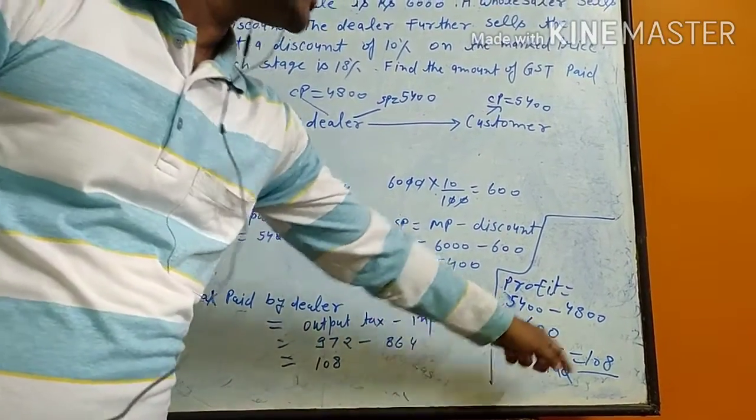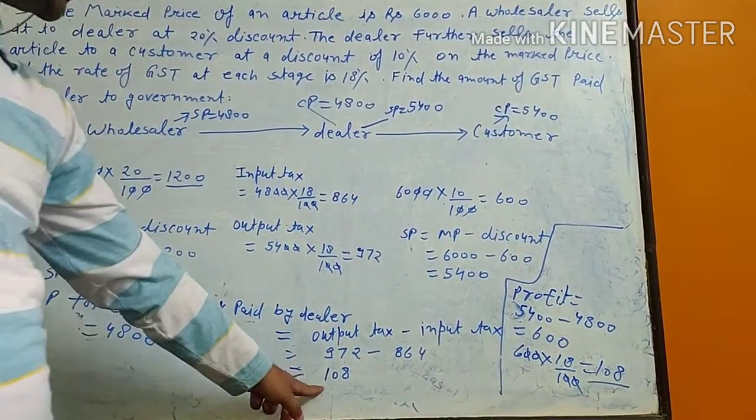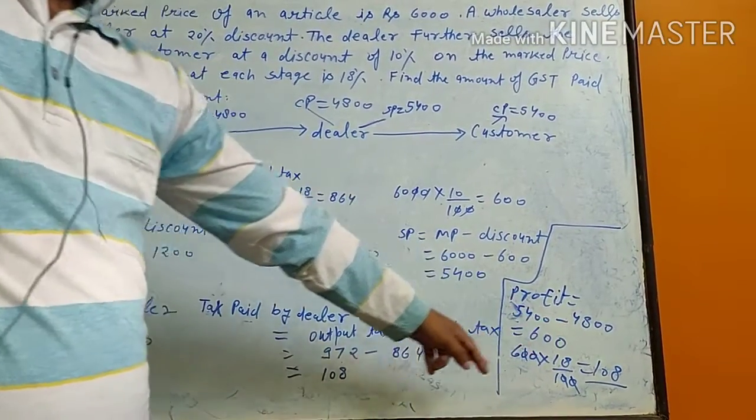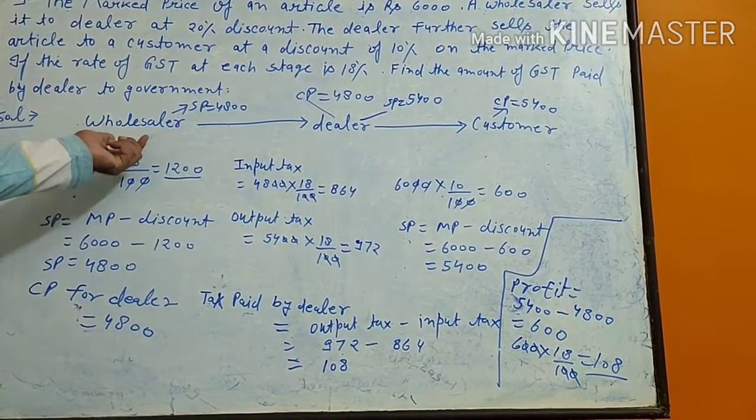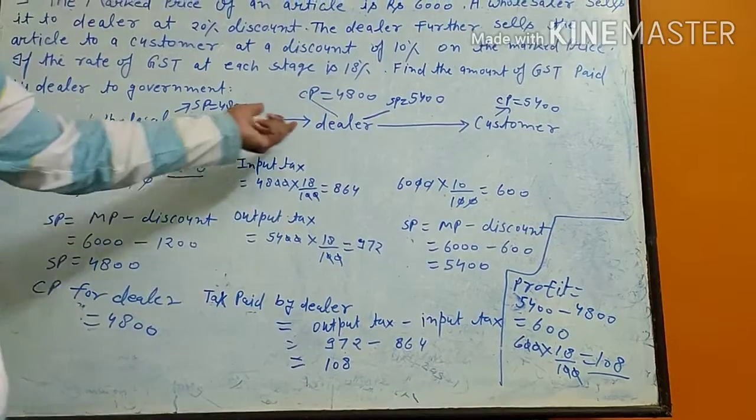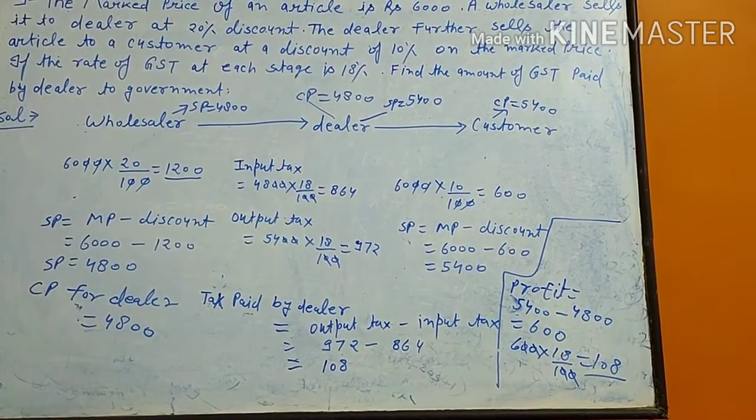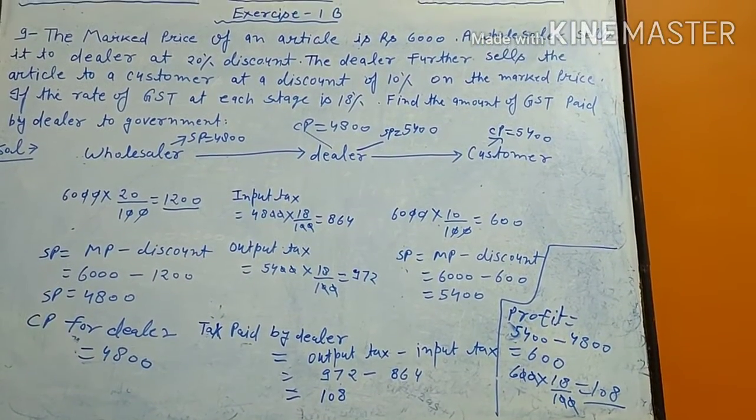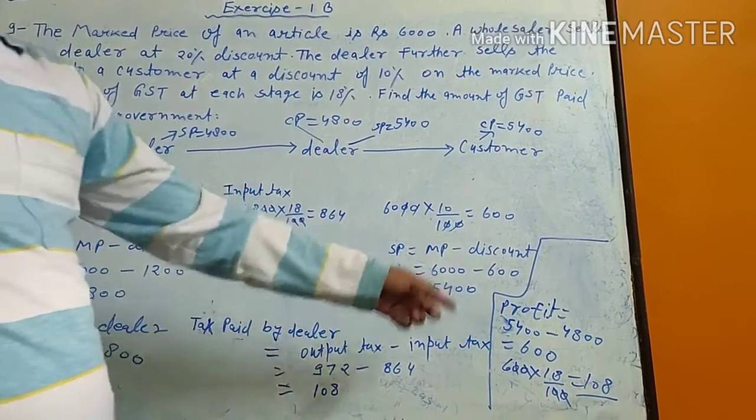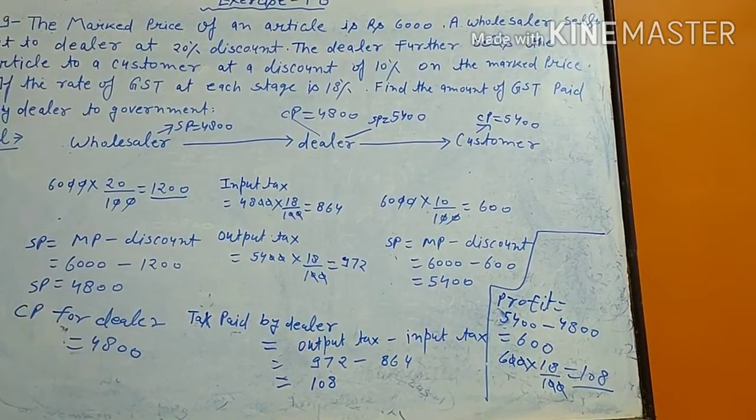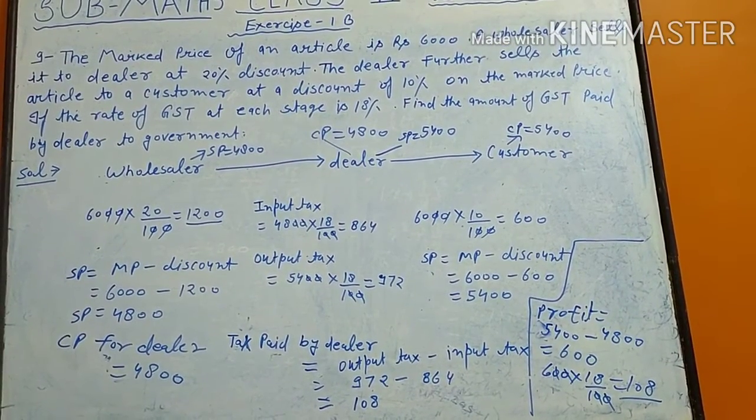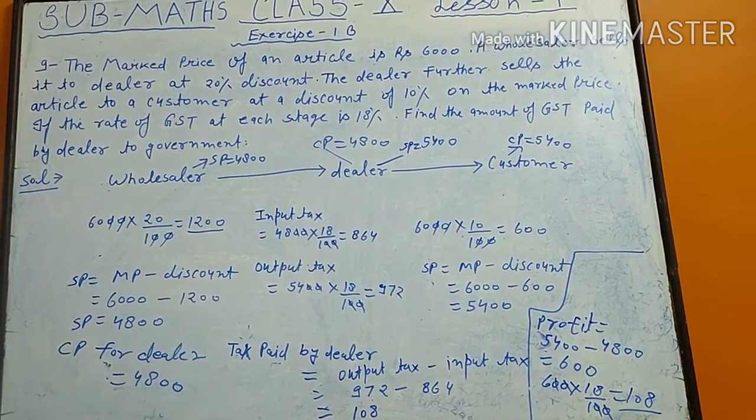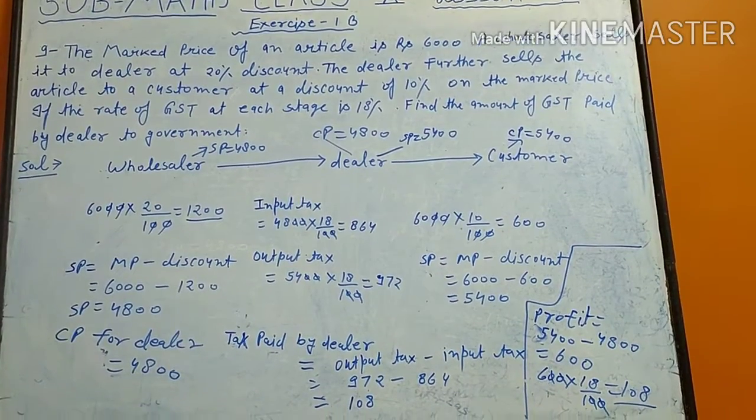600 into 18%, 108 rupees. Same answer, 108, because the government received the tax, only tax will be added on the profit in the further process. So the dealer makes a profit of 600, that's why the tax will be on the profit. 600 into 18% is equal to 108. Okay, understand?